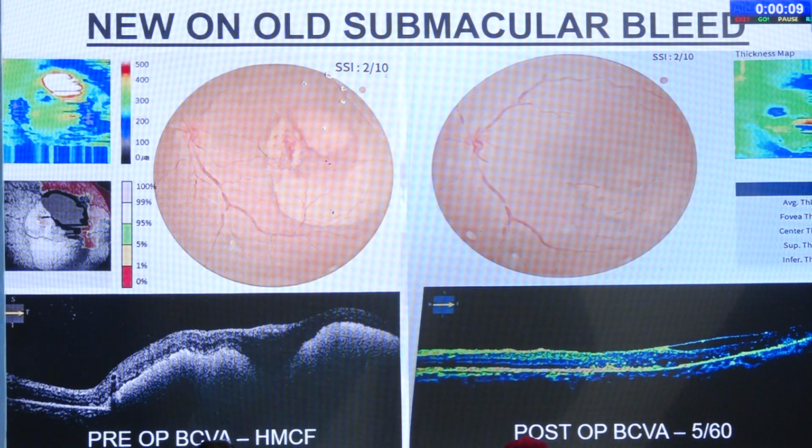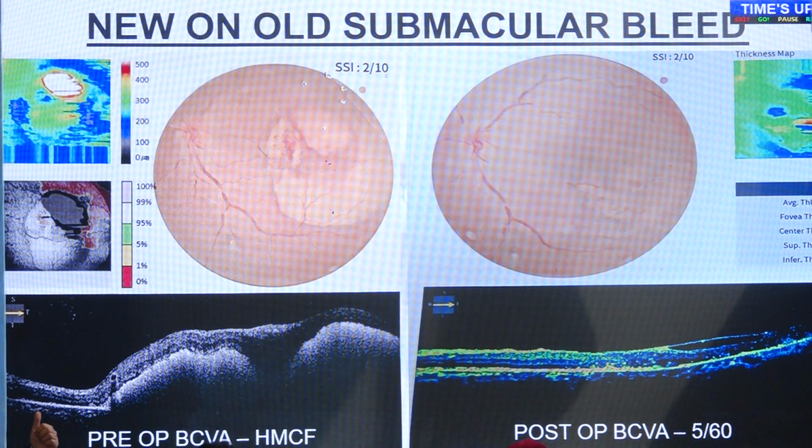My final example is that of a new on old submacular bleed. This was a case of post-traumatic submacular bleed because of a choroidal rupture, which did not resolve completely and formed a secondary CNVM, which again bled. And this also was done with a subretinal TPA method.